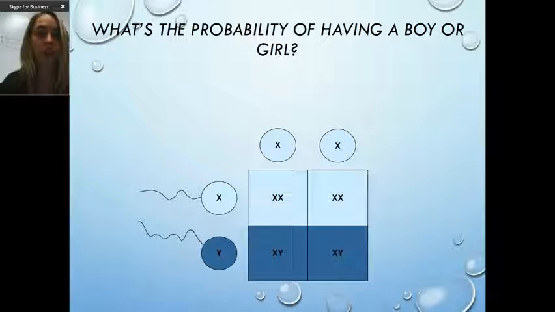So the female's eggs always contain an X chromosome. Every single egg contains an X chromosome because females have two X's. They only have an X to give. A male's sperm can contain either an X or a Y. If the sperm with an X in it meets an egg, then you will have a girl. If the sperm with a Y chromosome in it meets the egg, then you will have a boy. So there is a 50-50 probability of having a boy or a girl.